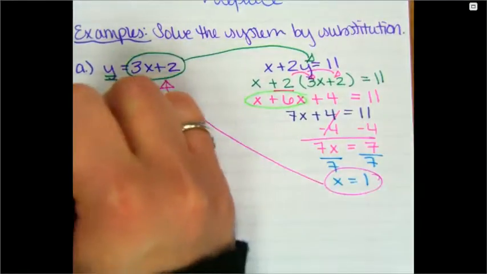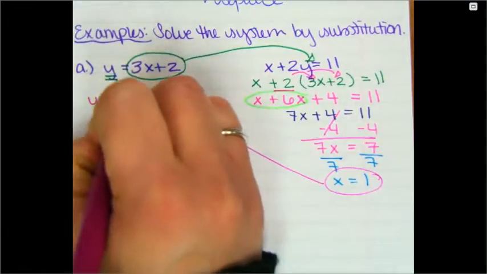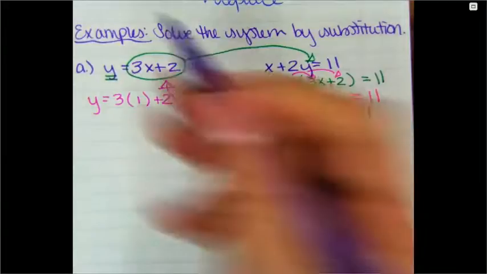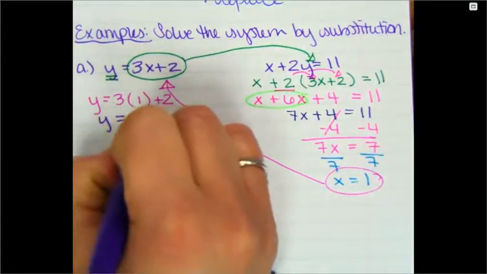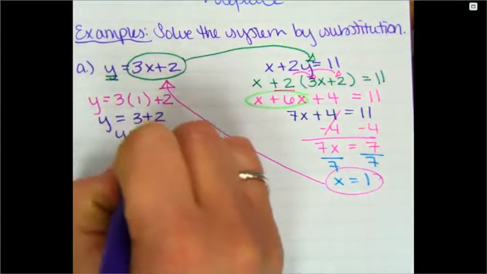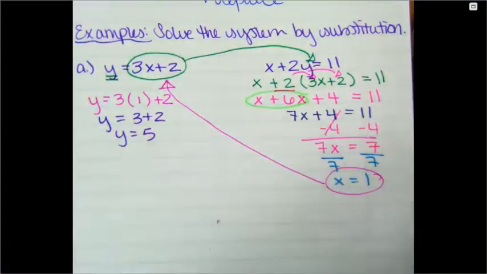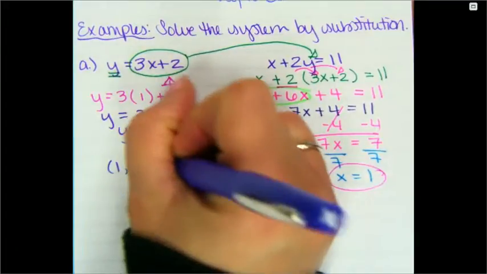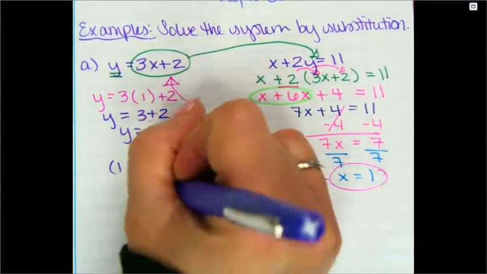So now I'm going to say that y equals 3 times, how much is my x value? 1. Good. Plus 2. What's 3 times 1? 3. Plus 2? 5. So what do I say is my solution? 1, 5 is the solution.